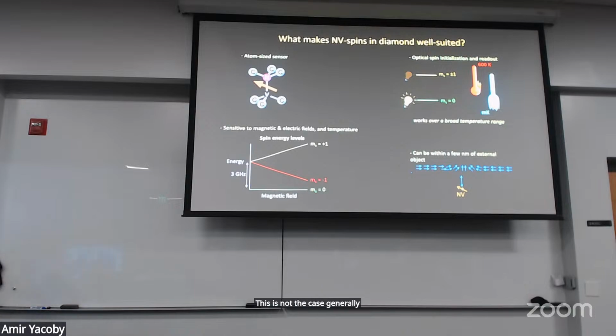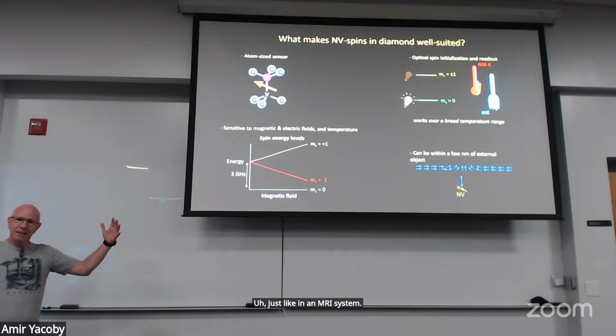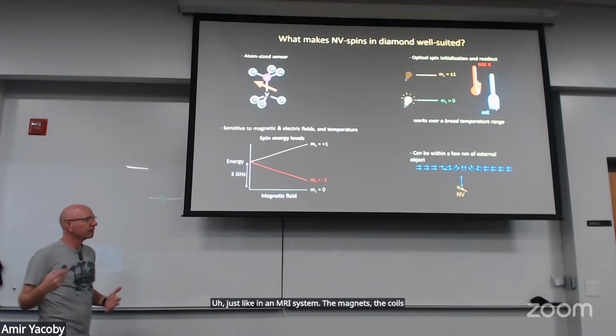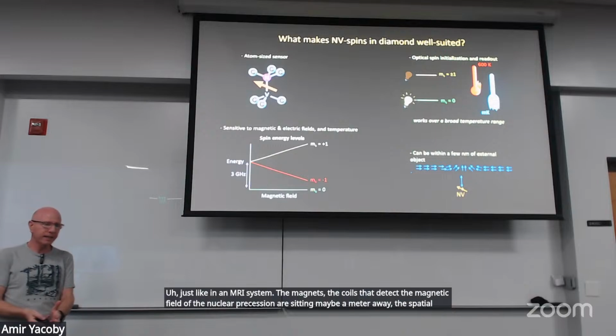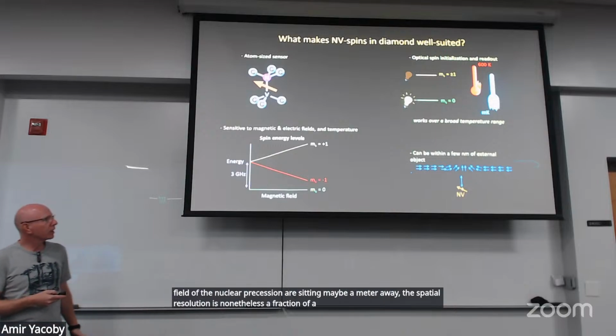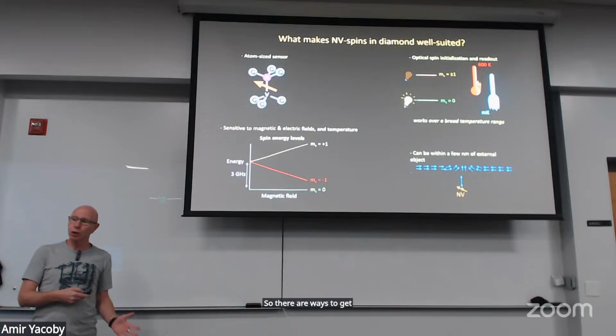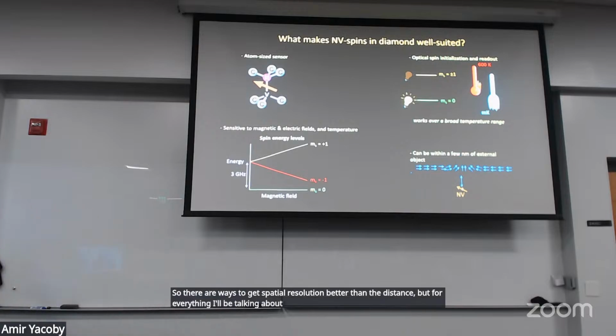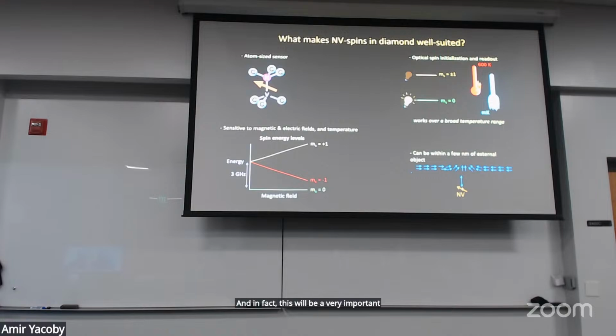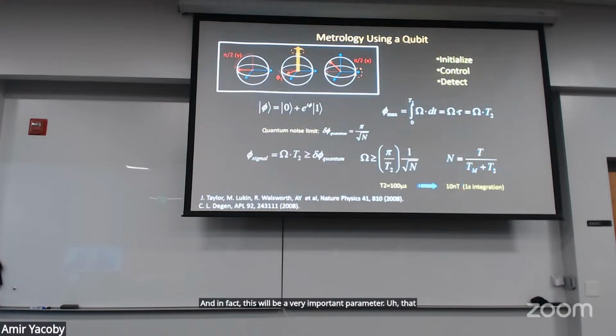One could, in principle, have a far better spatial resolution, just like in an MRI system. The magnets, the coils that detect the magnetic field of the nuclear precession are sitting maybe a meter away. The spatial resolution is nonetheless a fraction of a millimeter. So there are ways to get spatial resolution better than the distance, but for everything I'll be talking about today, spatial resolution is dictated by the distance to the sample. And in fact, this will be a very important parameter that governs the kind of physics that we're extracting.